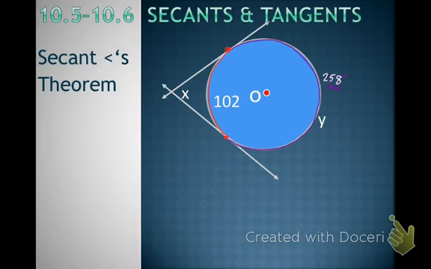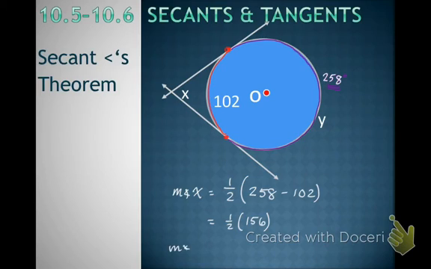Now, the measure of angle x shouldn't be a problem at all. To find the measure of angle x, all we need is 1/2. Remember, this falls outside the circle, so the difference between our two angles, so 258 minus 102 equals 156. And when I divide that in half, I find that the measure of angle x equals 78 degrees.